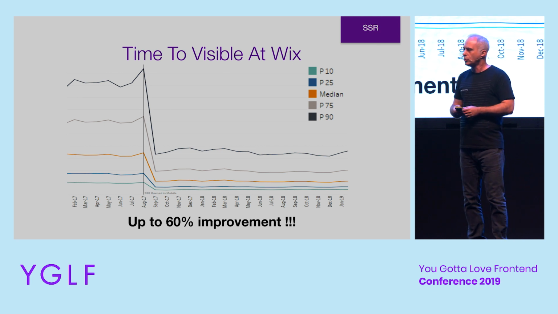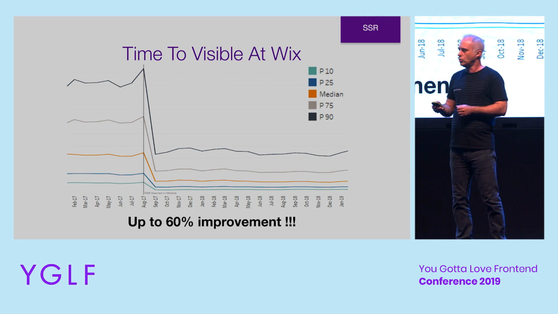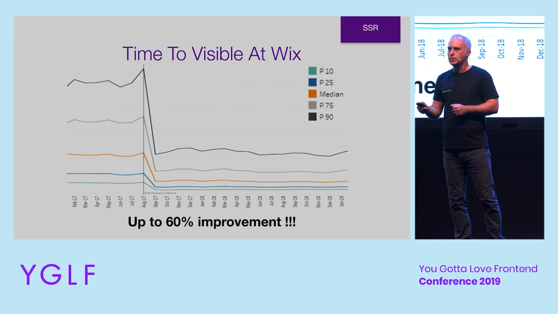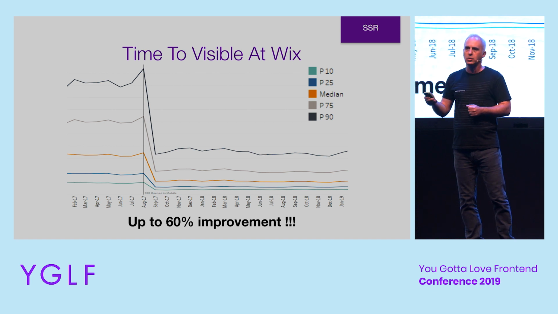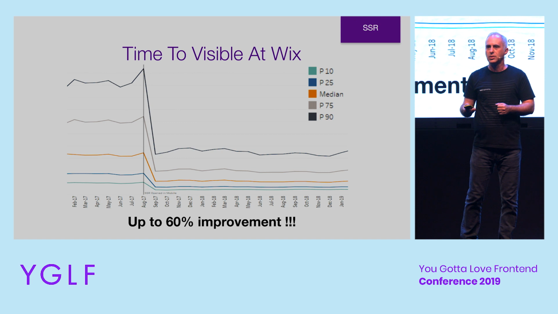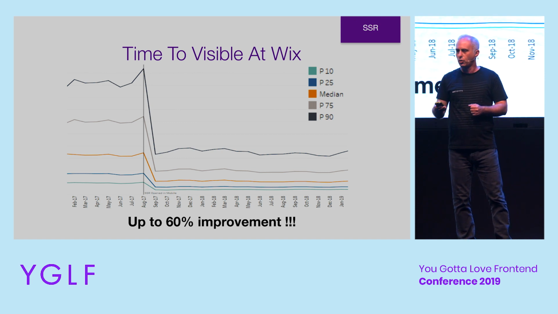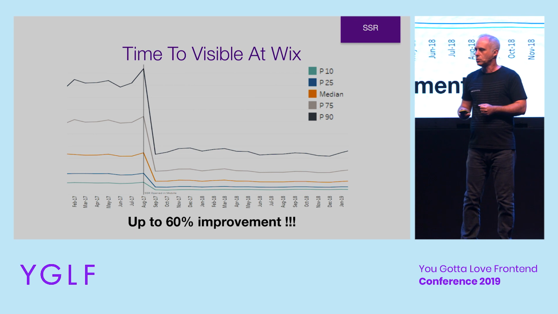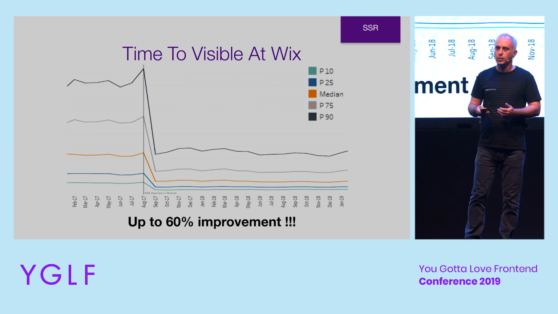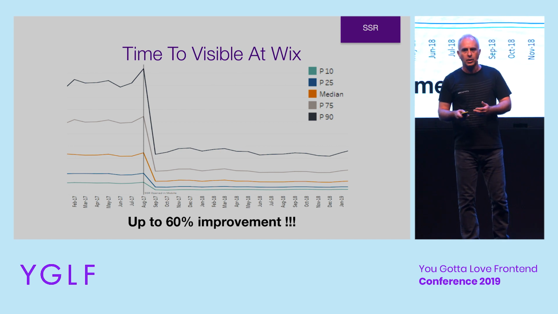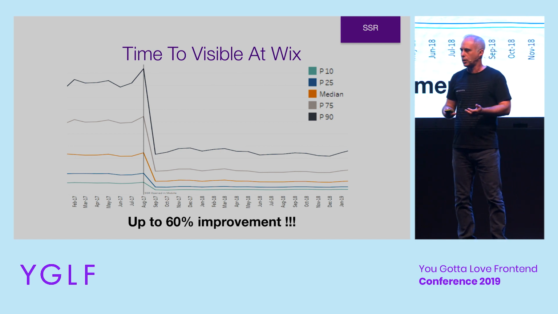Or another way to look at it is that what used to be the median performance is now what we get with the 90th percentile. And the performance that previously only the 10% of users with the fastest connections and devices used to get, now it's what half our users are getting. So the performance improvement was indeed dramatic, and we were very, very pleased with that.